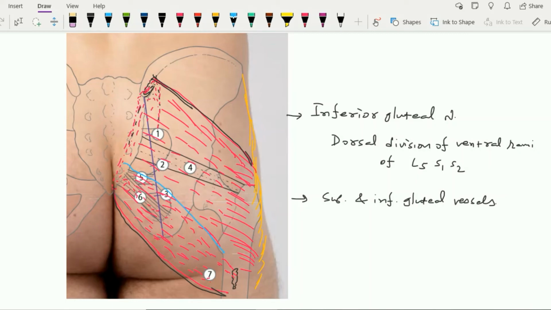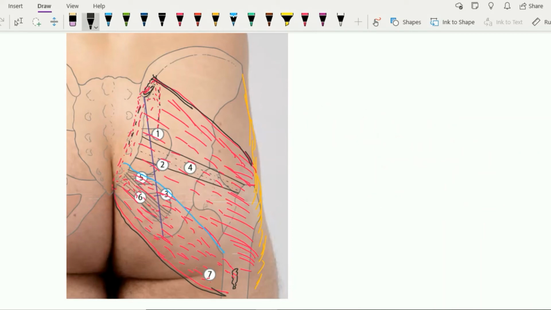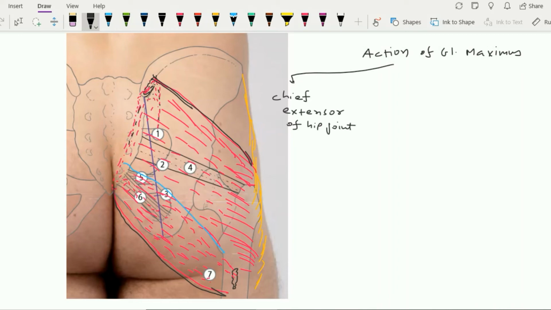Now let's see the important actions of the gluteus maximus muscle. The gluteus maximus has 4 important actions. The first and most important action is that it is the chief extensor of the hip joint. But this chief extensor effect on the hip joint is at the time of climbing and running only, while in case of walking and standing, the hamstring muscles are responsible for the extension of the hip joint.